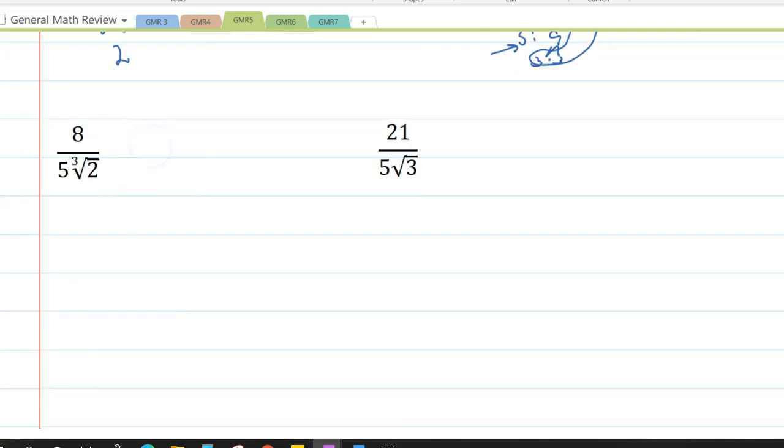We'll run through 2 more examples really fast. I have a cube root of 2. How many do I need? I need 3 2's. How many do I have? I have 1. I have 1 2. I need 1, 2 more to go. So that means I'm going to have to multiply the bottom by the cubed root of 2 times 2. Whatever I do to the bottom, I do to the top times the cubed root of 2 times 2.